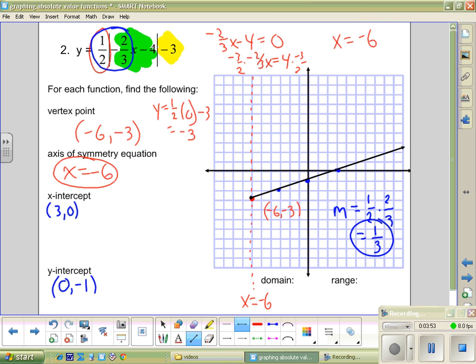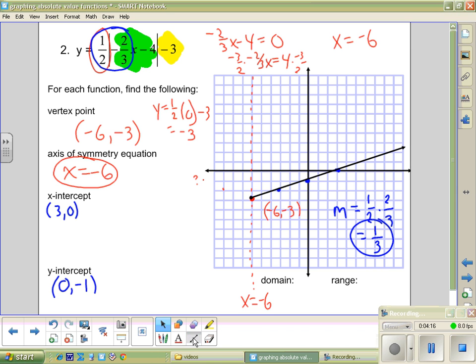I go too far. It's going to go that way. And it's also going to go the other direction because it's going to be symmetrical over that axis of symmetry. So if I go up 1, to the left 3, up 1, oh, it's off the graph already, somewhere over here. So that's another reason why you have to be able to calculate algebraically your x and y intercepts.